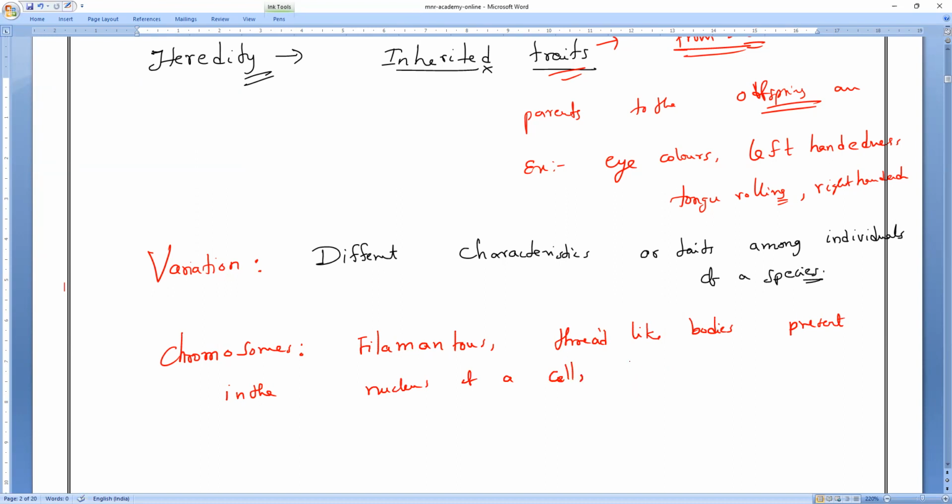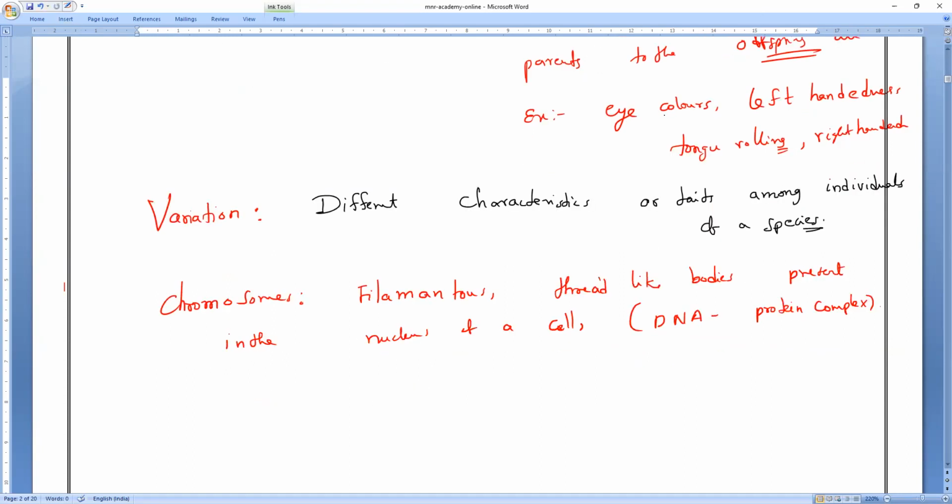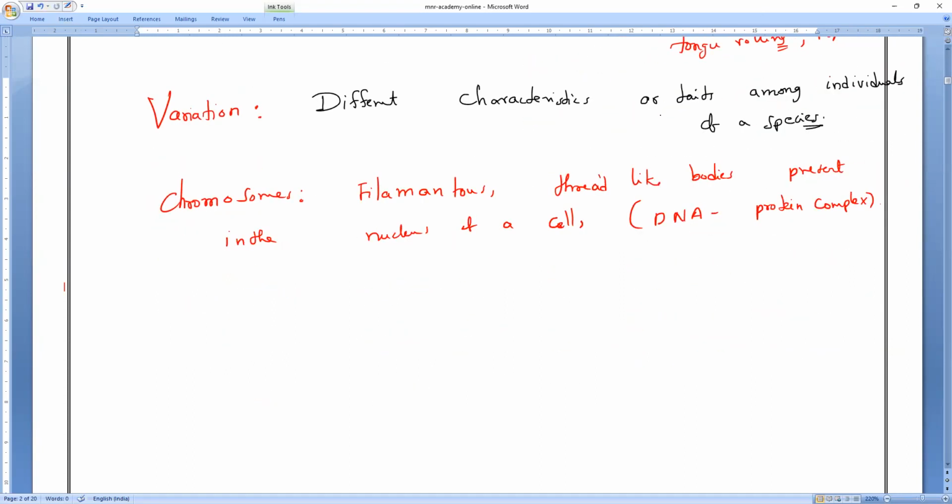So what material is it actually? DNA-protein complex. DNA means what? Can anybody tell? Deoxyribonucleic acid. Okay. Next, gene.